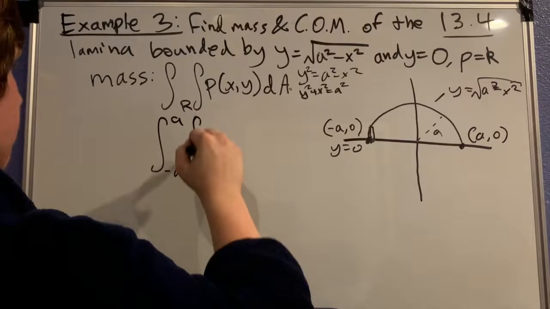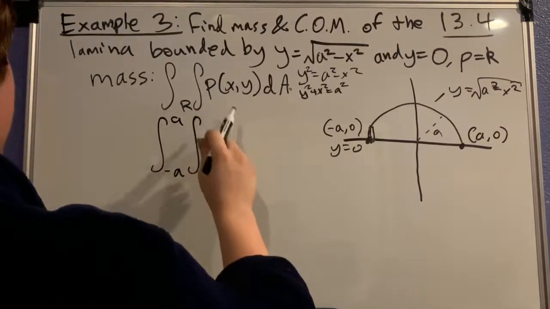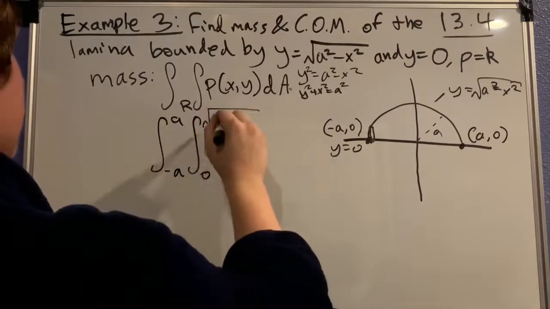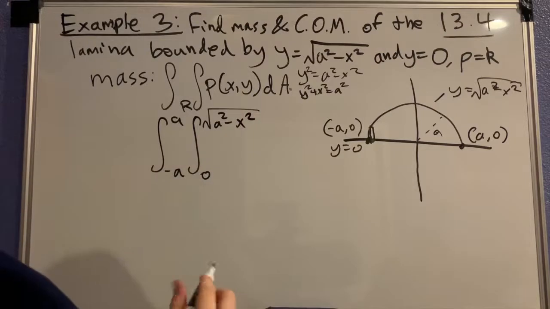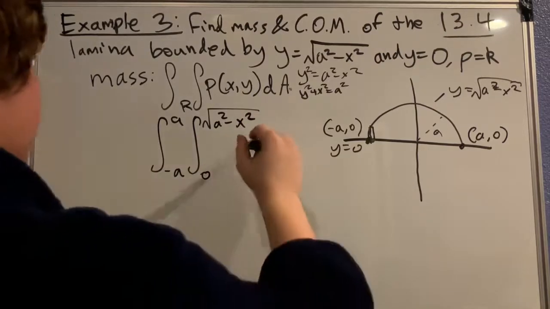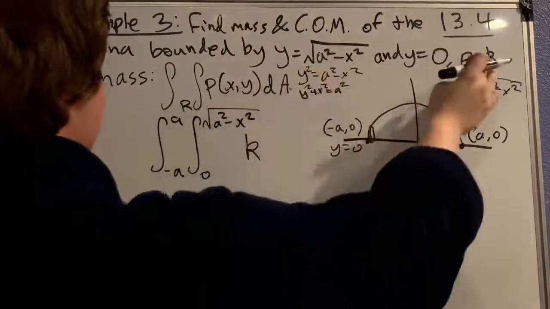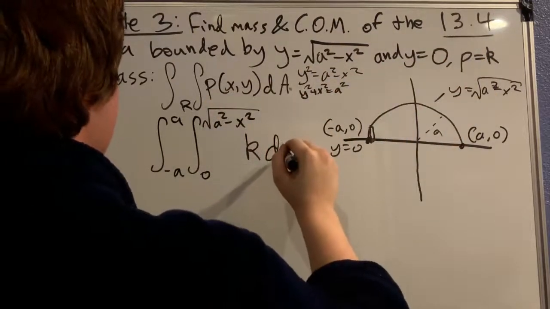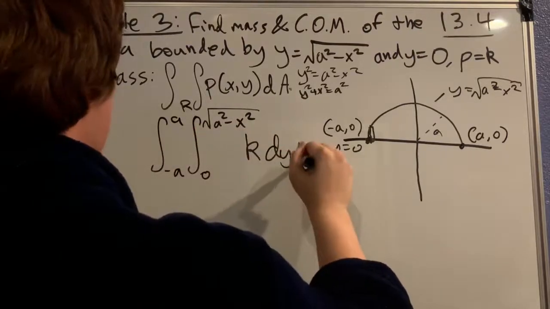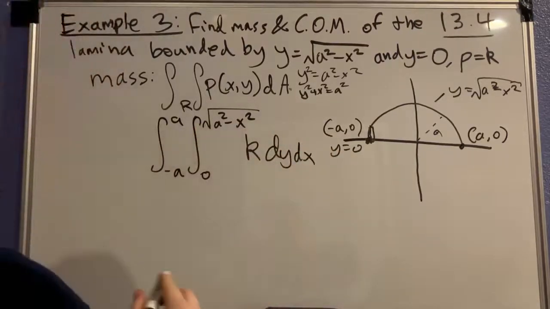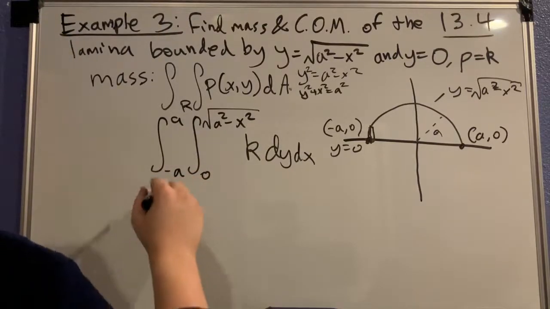The y values would go from 0 to the square root of a squared minus x squared. And the integrand would just be k, because remember the density function is just k, and that would be dy dx. Yes, and I will integrate this pretty quickly because it's a pretty simple integral.